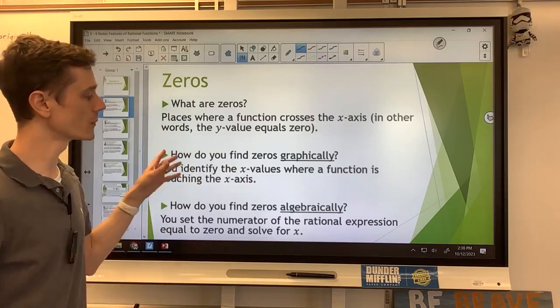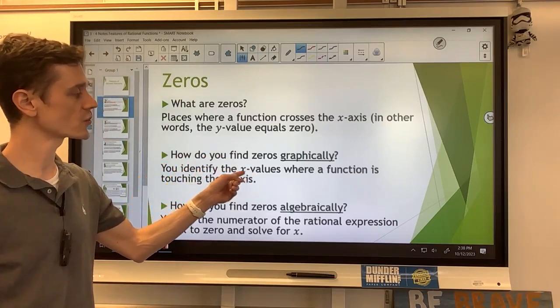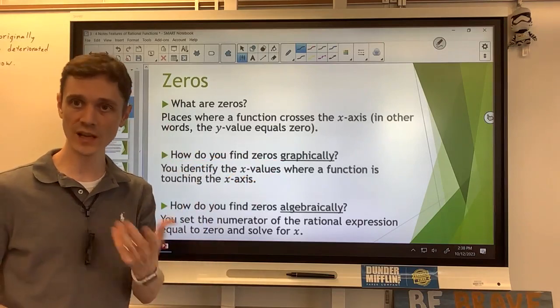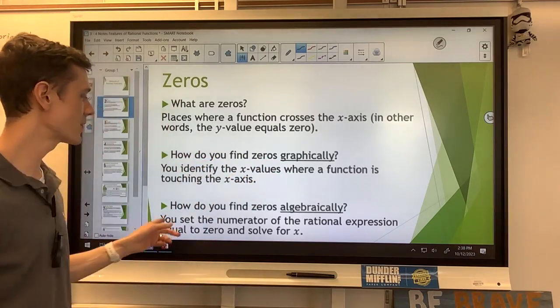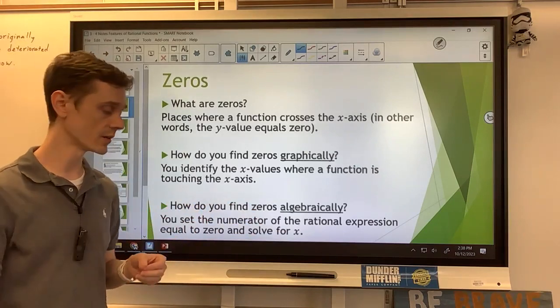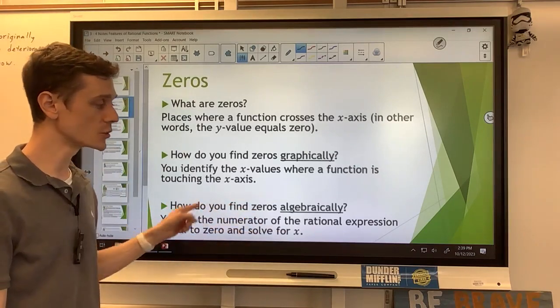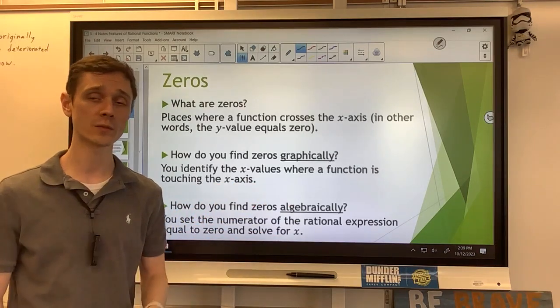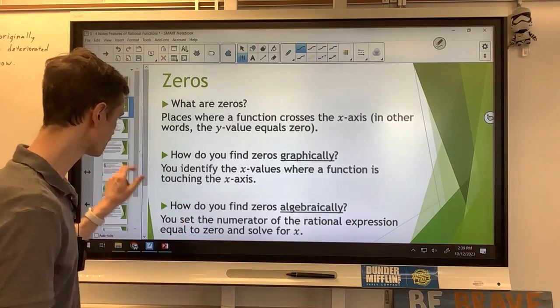In a graphic form, this is as simple as looking at the shape of the function and finding any of the x values where the function is touching that x-axis, the x-intercepts. Next, how do you find the zeros algebraically? Well, a rational expression is a fraction of polynomials, so you're going to set the numerator only equal to 0 and then solve for x. Sometimes that will require some factoring, maybe the quadratic formula.